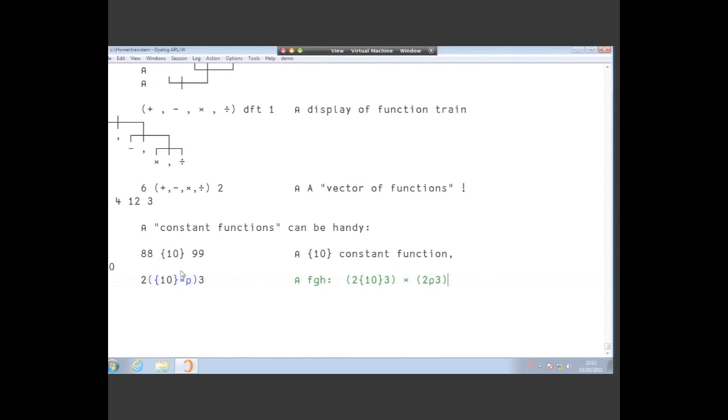So, for example, if I use it in this context, here's a fork. There are three functions in a row. So this is an FGH kind of train. And what this is going to do, if we look at the definitions above, is 2 constant function 3 and 2 reshape 3, and then it's going to have the product of those two results. So that is equivalent to just 10 times 2 reshape 3. Let's see if that works. So this is 10 times the 2 reshape of 3. And I'm stealing all Roger's material here.